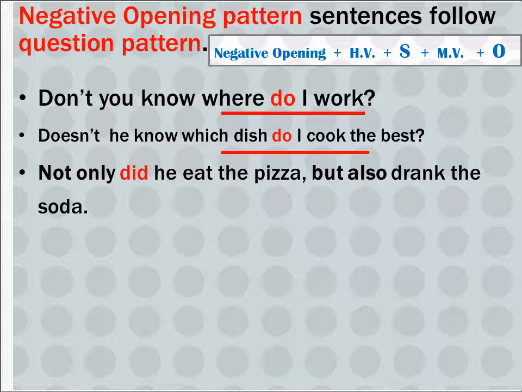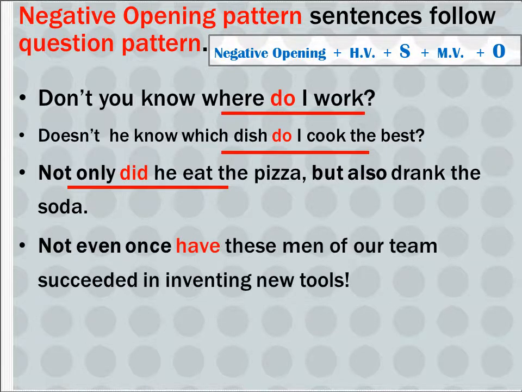So we have to change the verb into an auxiliary and the main verb. Of course, after the subject he, it is eat now, but if it is the actual verb, as it was in the question, it was ate, which is the second form of eat. So when we change ate into a verb and its auxiliary, it changed into did eat, and did has to come before the subject he. Not only did he eat the pizza, but also drank the soda. So this is a question pattern now that is underlined with red color. So it indicates that this is a negative opening. That's why we are having this question pattern.